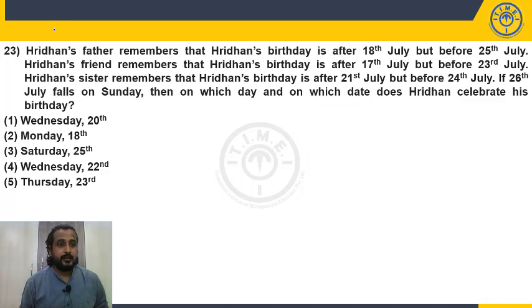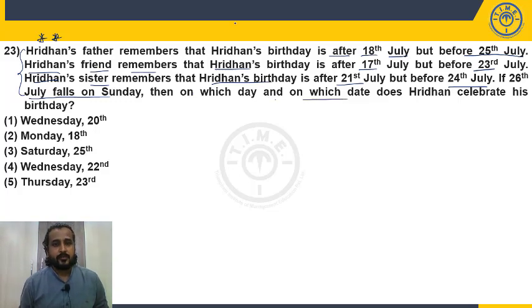23rd one. It is an important model. I mean, an important question that has recently become a bit popular. Hridan's father remembers that Hridan's birthday is after 18th July and before 25th July. And Hridan's friend remembers that Hridan's birthday is after 17th July before 23rd July. Hridan's sister remembers that Hridan's birthday is after 21st July but before 24th July. If 26th July falls on Sunday, then on which day and on which date does Hridan celebrate his birthday?